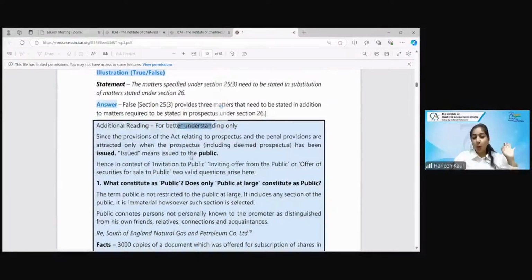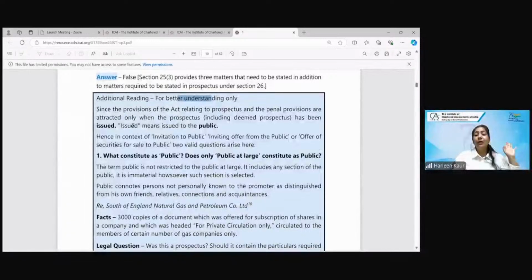Now, this is actually your homework, but since I have a habit of running through everything in the study material, I quickly try to tell you what it is trying to say. It says, what is the meaning of public? Public at large means only when you are going to the public at large, then only it shall be deemed a prospectus. The public is not restricted to public at large. It can include any section of the public. So, for example, public means persons not personally known to the promoter.